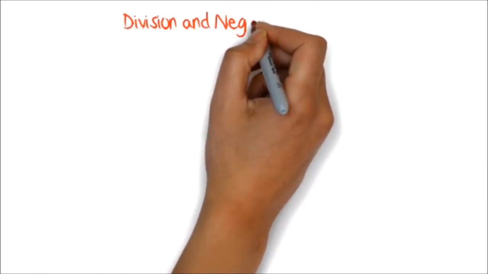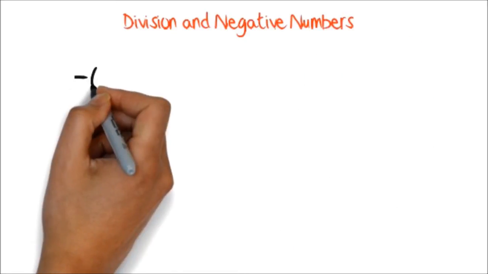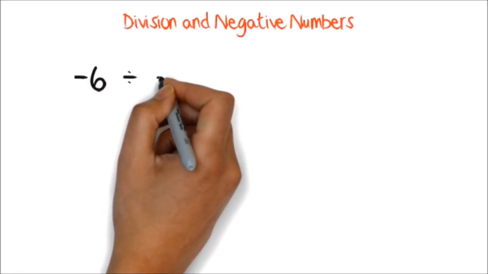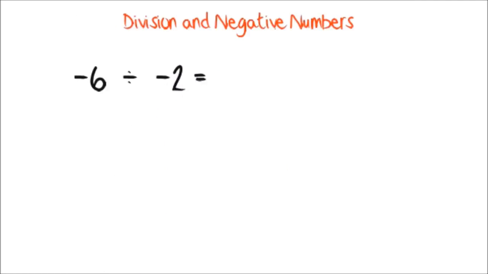The exact same idea applies to division. We say -6 divided by -2 equals 3.